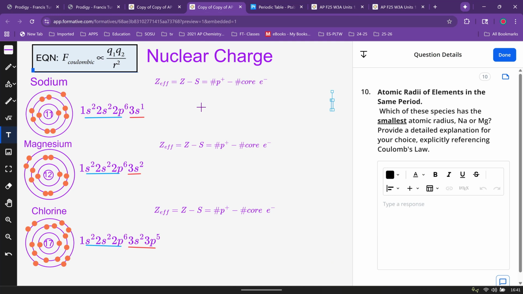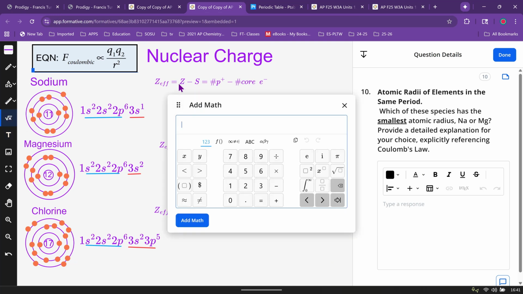overall effective nuclear charge. Here, we're going to see that each of these atoms have the same number of core electrons, but a different number of protons. How does that affect the effective nuclear charge? So let's go ahead and look at that.